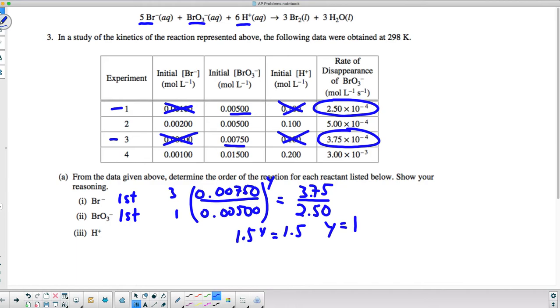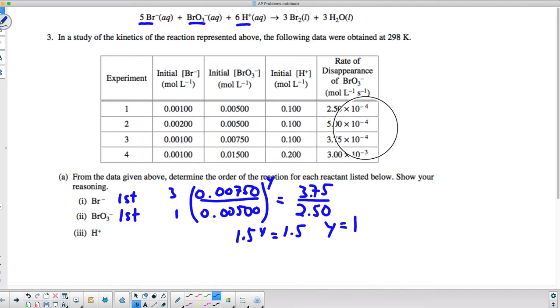Continuing on, I'm going to do the same thing for H plus that I did for the other 2. Let me get rid of all of this stuff here so I can find 2 experiments where H plus changes and Br minus and BrO3 do not change. So it looks like I'm going to go experiment 4. Nope, that's not going to work. Experiment, well, 4 has to be one of them because that's one where H plus changes.